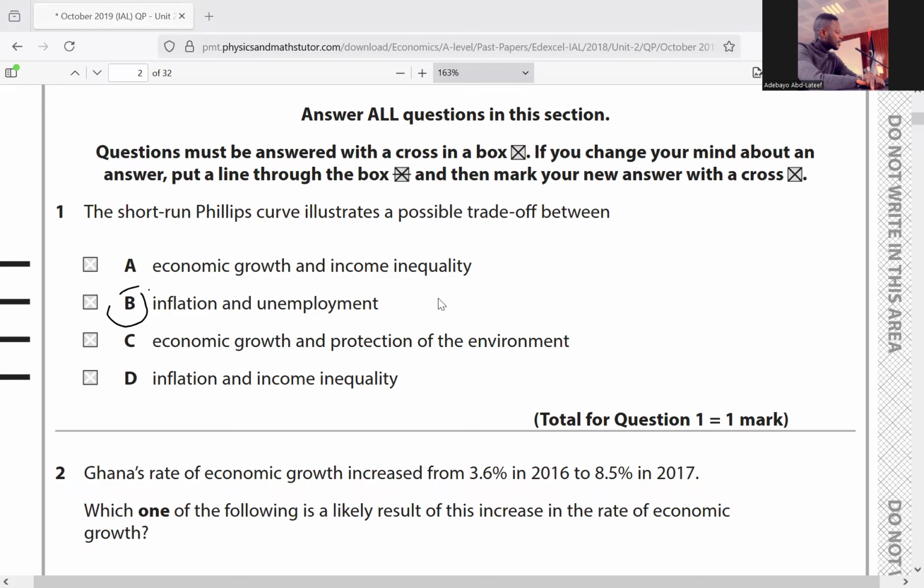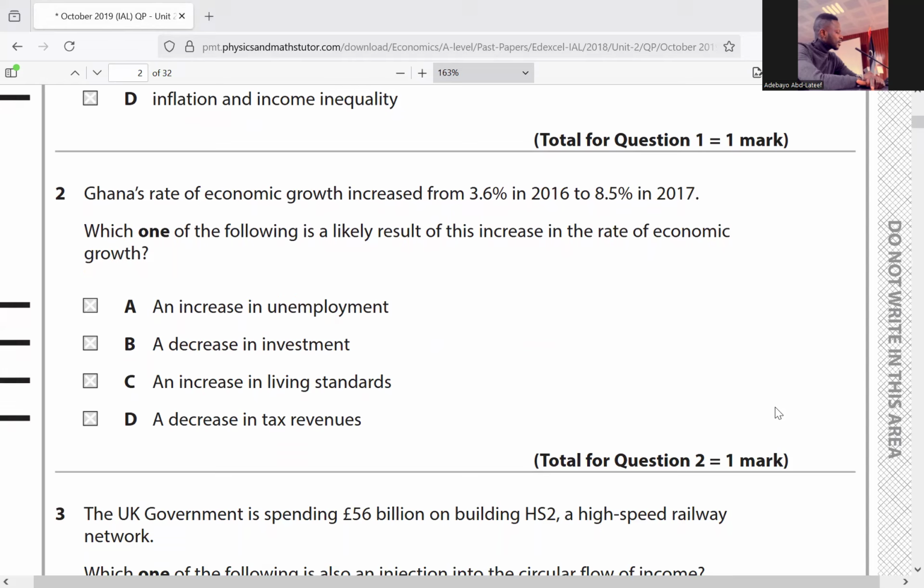So we'll go to question 2. It said Ghana's rate of economic growth increased from 3.6% in 2016 to 8.5% in 2017. Which one of the following is a likely result of this increase in the rate of economic growth? When we talk about economic growth, it simply means the GDP of a country increases over time. If there's an increase in economic growth rates, it will definitely have an impact on the economy.